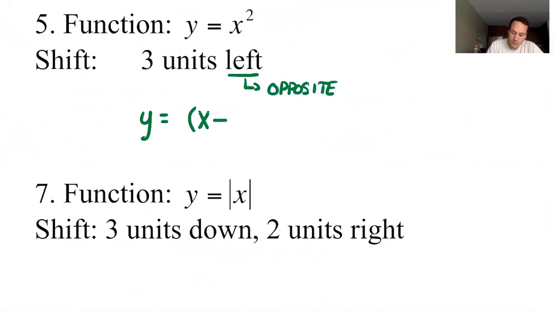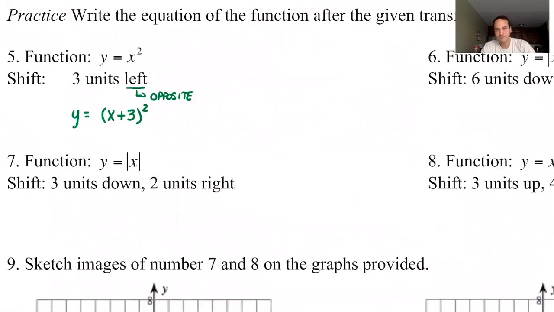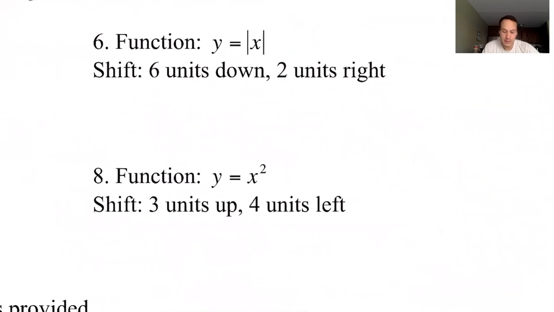Okay, so I'm going to put +3, and then I still have to put the squared symbol. So don't forget that squared symbol, okay, everyone? So shift down 6. This one's going to be the same. Shifting right 2, that one's going to be the opposite. And I'm doing all of this to y equals absolute value of x.